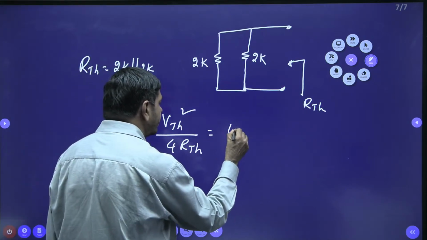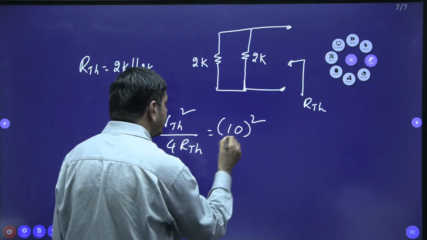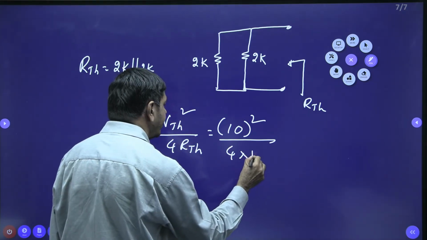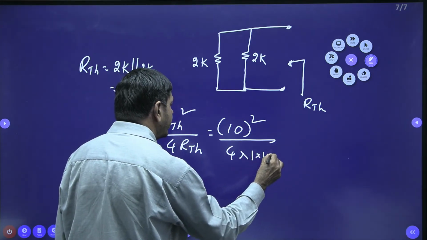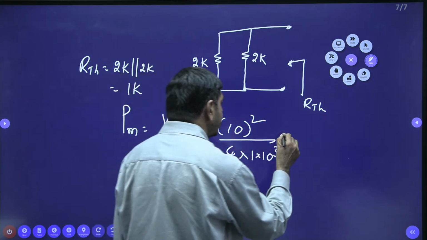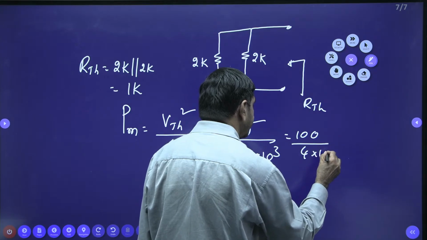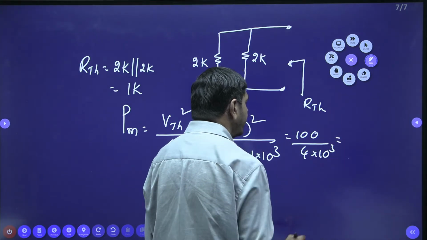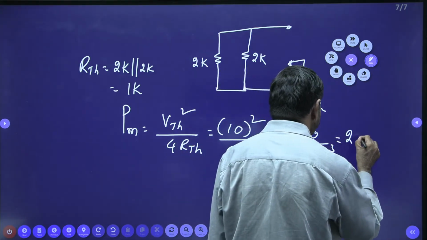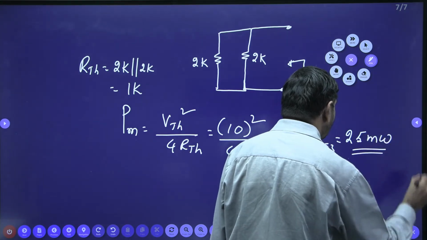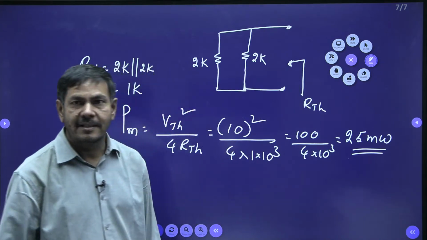10 square divided by 4 into RTH. RTH is 1K, 1 into 10 power 3 I can write. So 10 square is 100 divided by 4 into 10 power 3 I am getting. Finally, it becomes 25 milliwatts. 25 milliwatts of power will be transferred to the load. That is the answer.